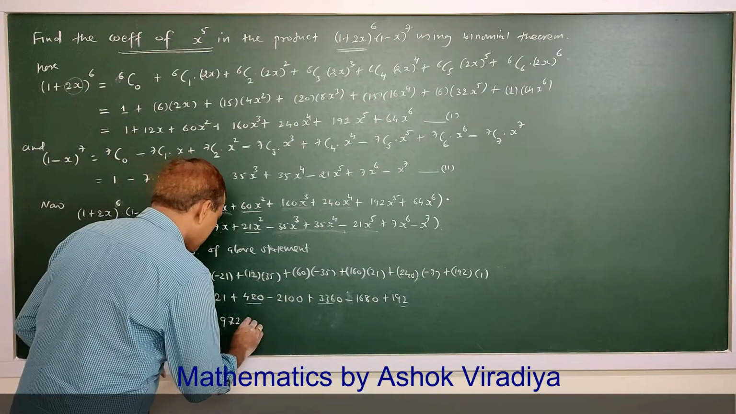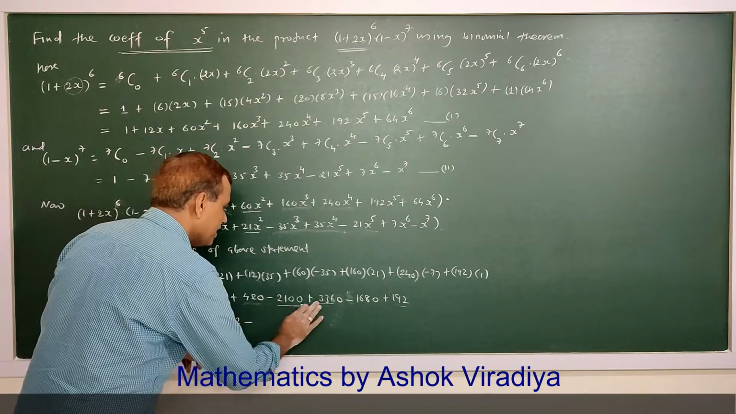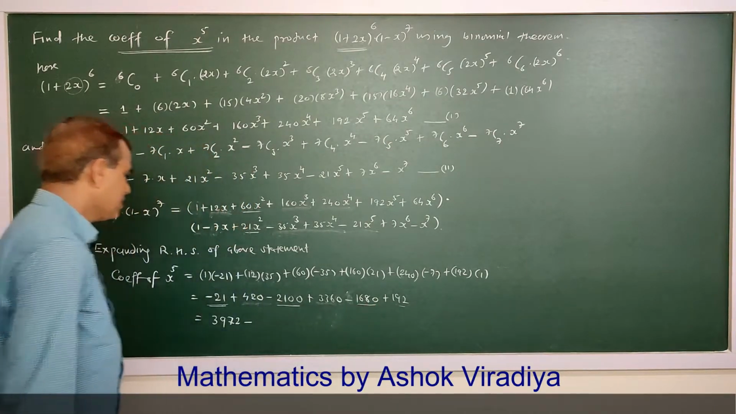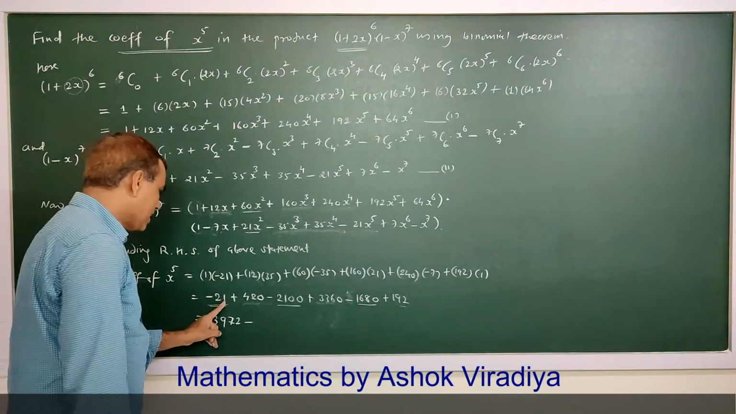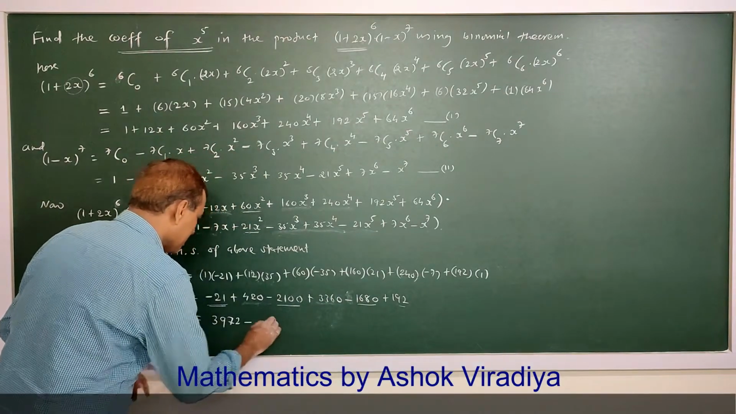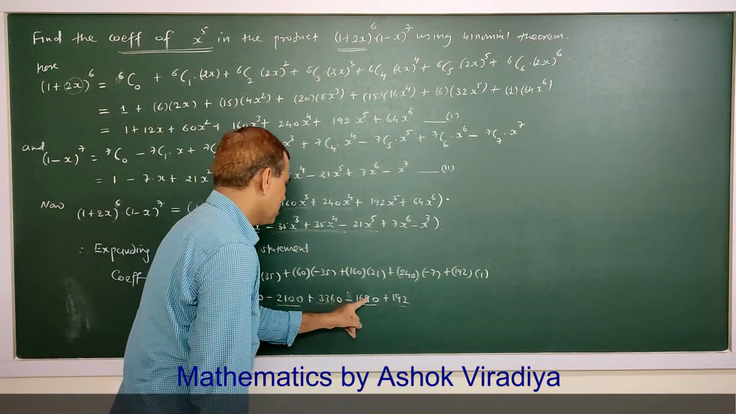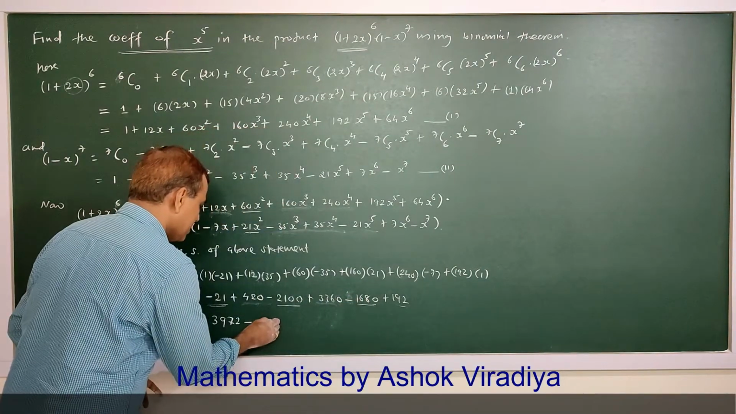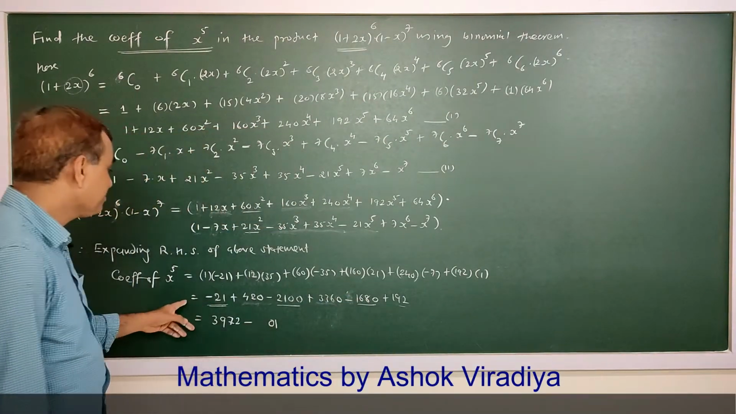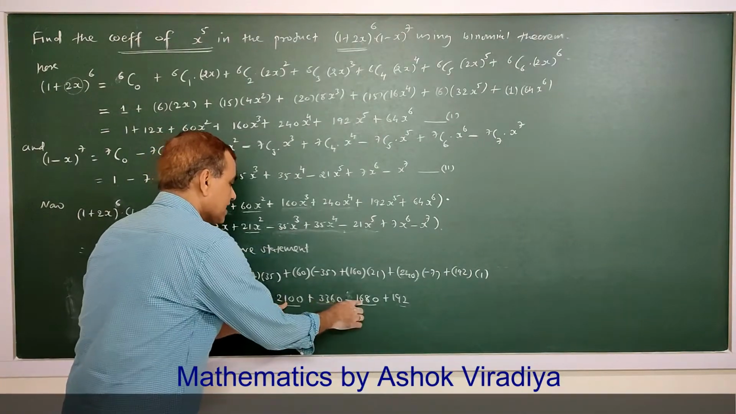Minus, now the sum of these negative numbers, 1, 2, 3. Adding these numbers: 1 plus 0, 1 plus 0, 1. Then 2 plus 0, 2 plus 8, 10. So 0. Then adding 1, 1 plus 1, 2. 2 plus 6, 8.